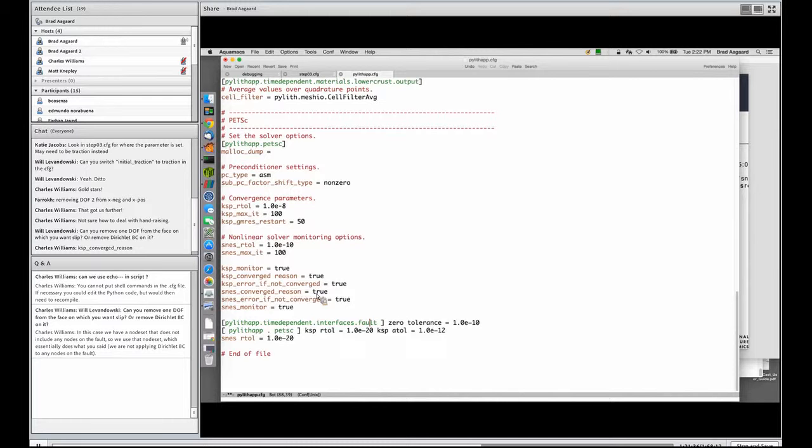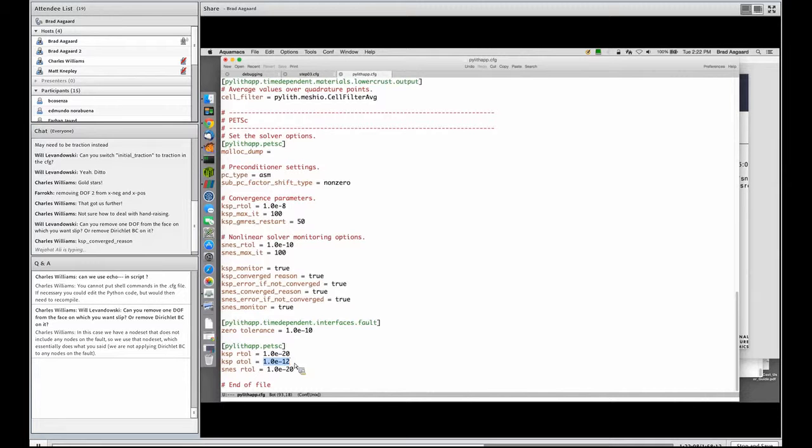This part of the discussion, in terms of the specifics of fault friction, we covered in last year's tutorial, June 2014. If you want more information about fault friction, I strongly encourage you to go look at that tutorial. It's posted online. So we'll do a zero tolerance of 10 to the minus 10. We'll make our linear solve tolerance smaller than that.